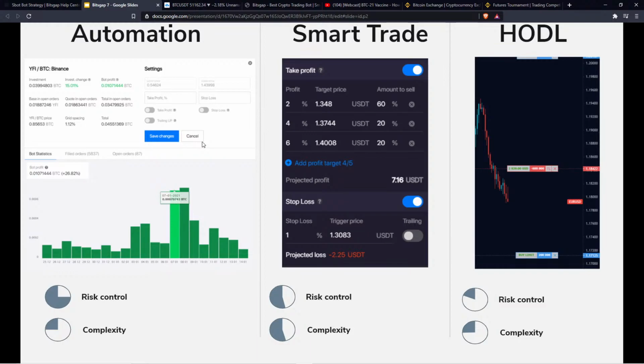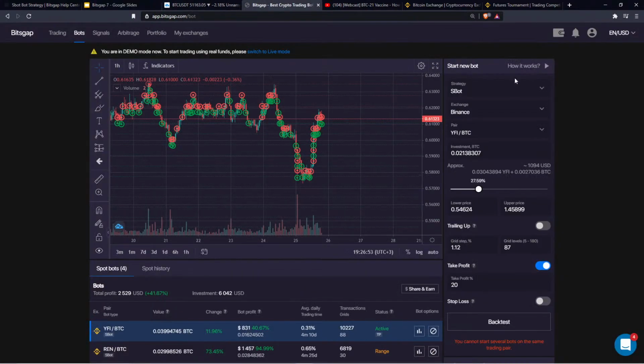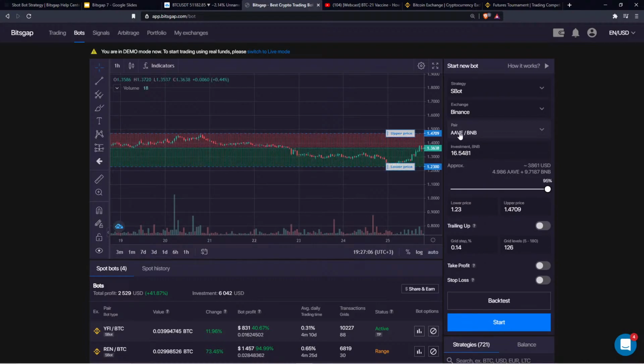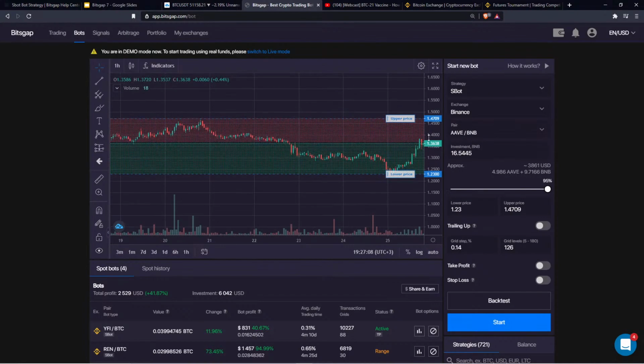So the aim of automation is to generate returns in the quote currency. So for example, you see I have UFI trading to BTC. In this case, the bot will generate returns in Bitcoins. I can switch to Aave trading to BNB. In this case, it's gonna generate returns in the BNB.